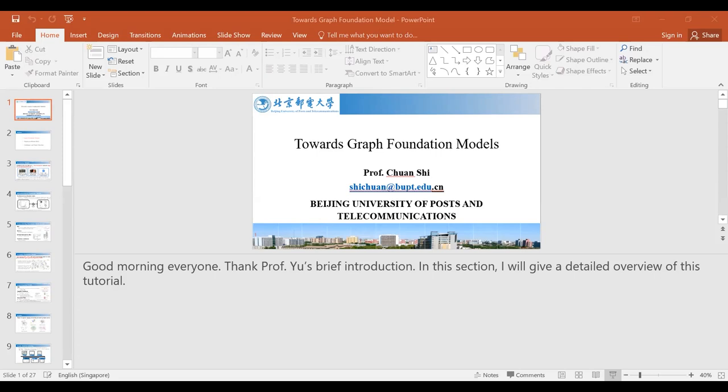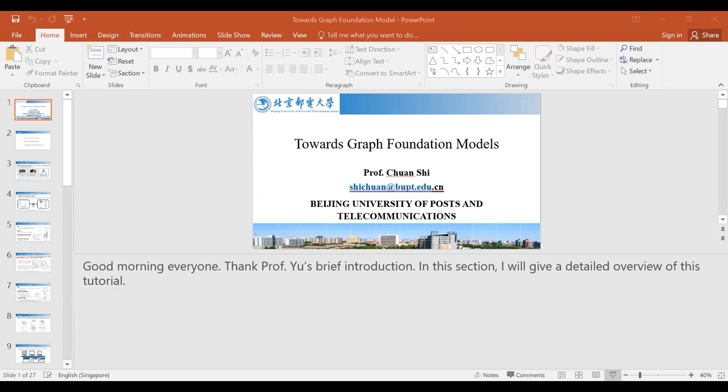On the other hand, let's talk about the graph. A graph is a general language for modeling complex systems, such as social networks and economic networks. A graph has a very simple definition. It is an ordered pair V and E, where V is the node set and E is the edge set. Graph machine learning refers to the application of machine learning to graph data. It is also known as graph learning or graph models.